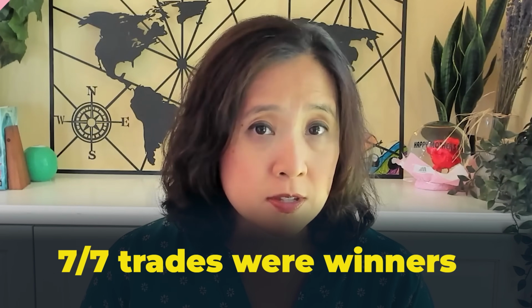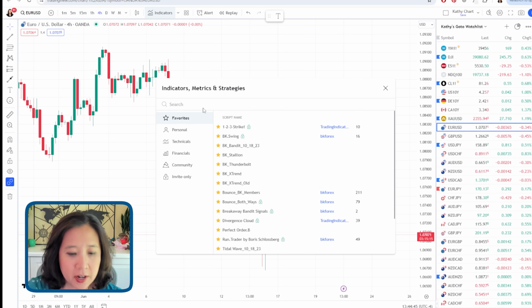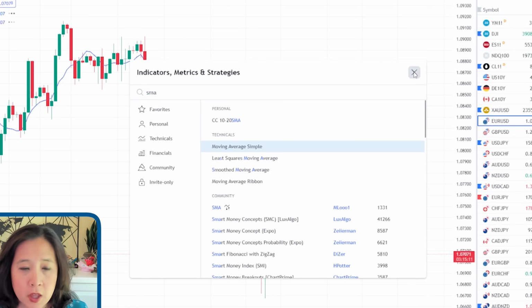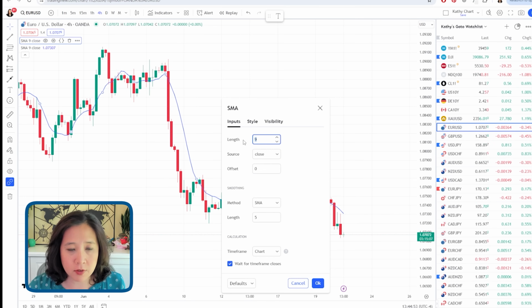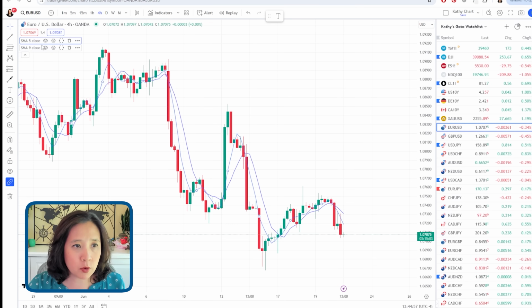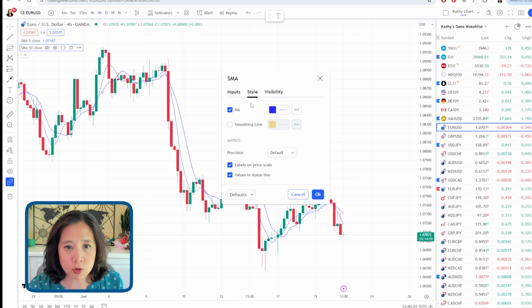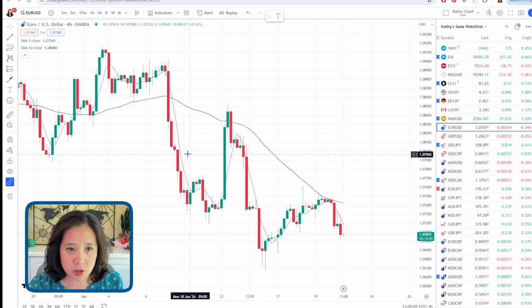Here's the examples. Okay, let's start by adding the moving averages onto the charts. So we start by adding the 2 SMA, simple moving average. We're going to add 2 of them. The first one will be the 5 simple moving average, which we will leave as blue. And then the second one, we're going to change to the 50 simple moving average. And we will change that color to black just for ease of contrast.